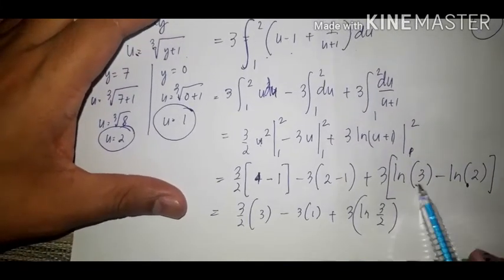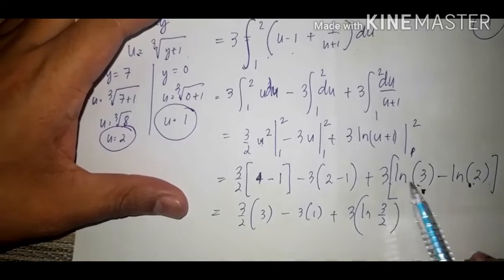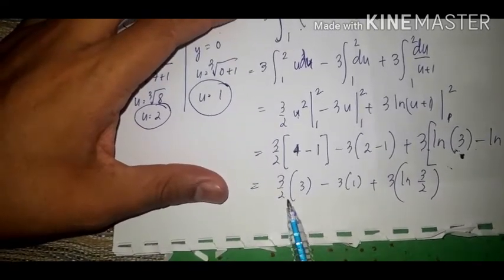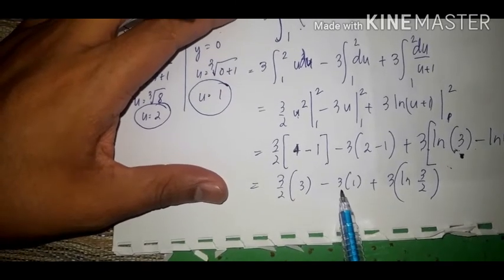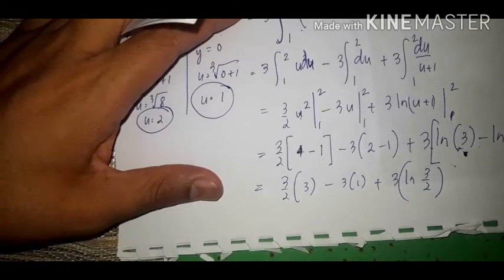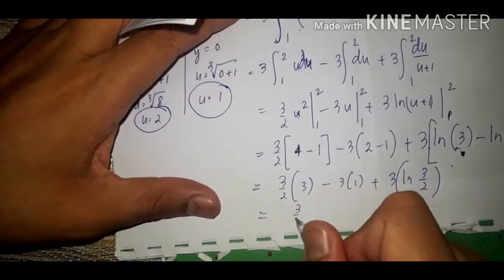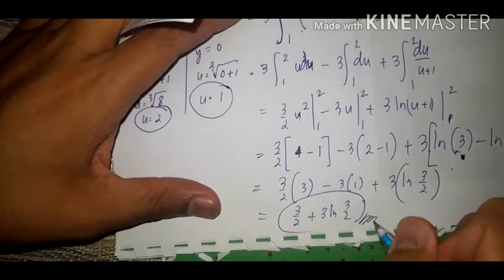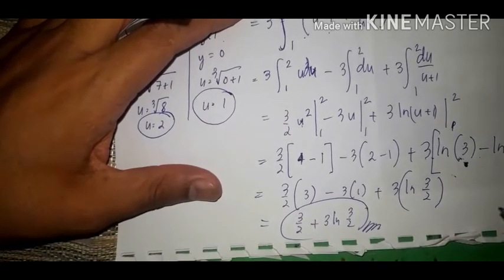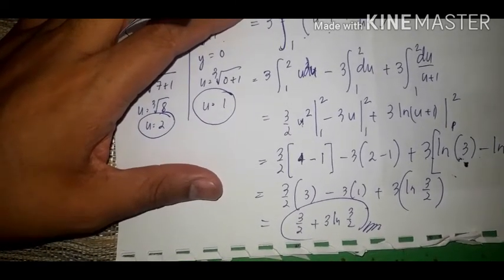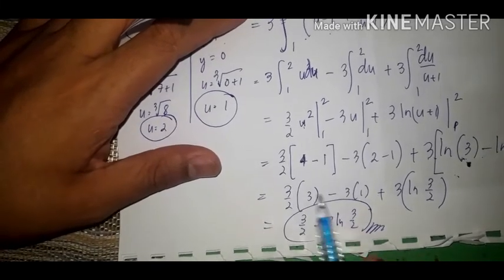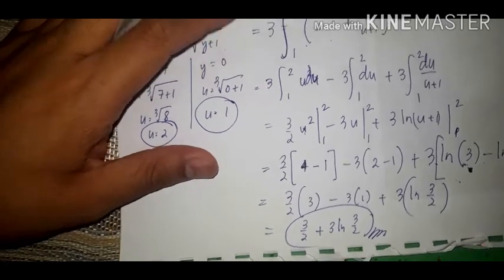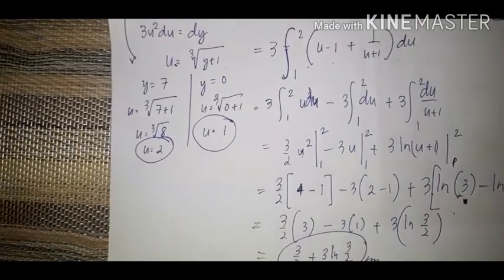So applying laws on logarithms, ln A minus ln B is ln of A over B. So this 3 over 2 is 9 halves minus 3. 9 halves minus 3 is 3 halves, plus 3 ln 3 halves. So that's our answer. 9 halves minus 3, so that is 3 halves. Okay, 4.5 minus 3 is 1.5, and that's 3 halves plus 3 ln 3 halves. So that's our final answer.